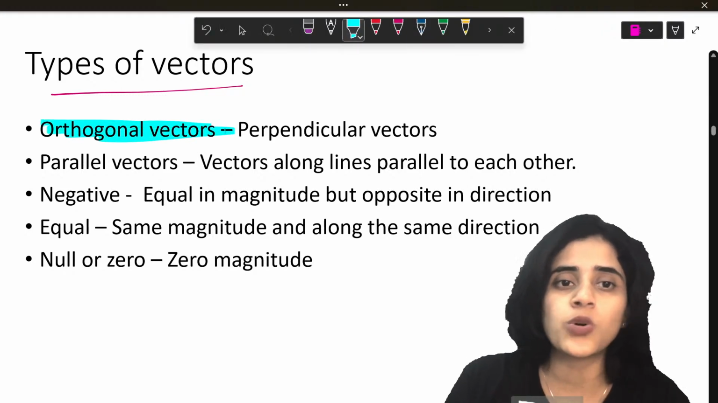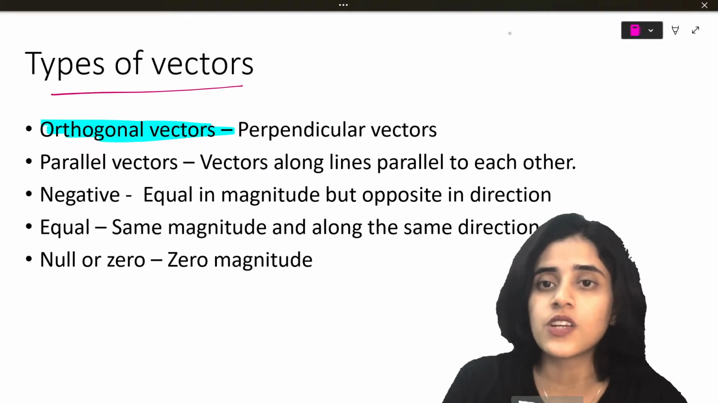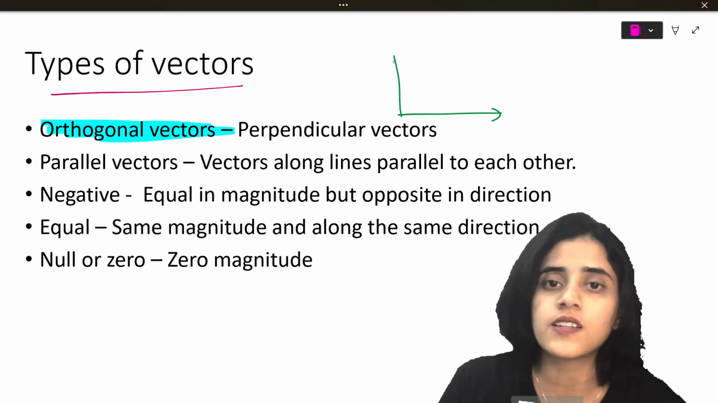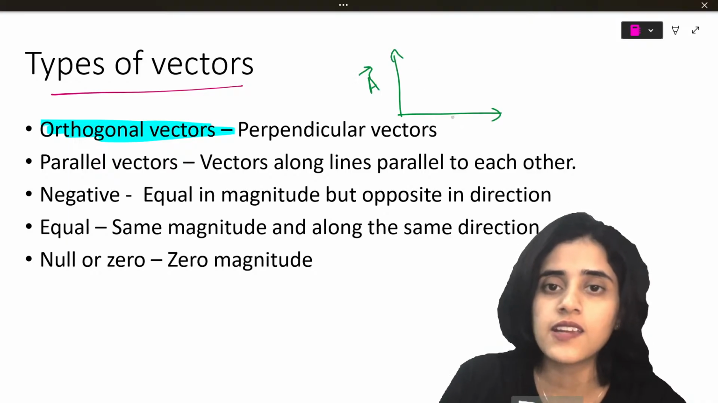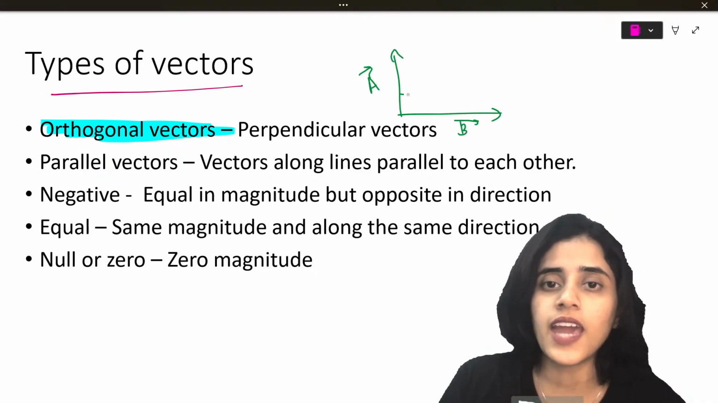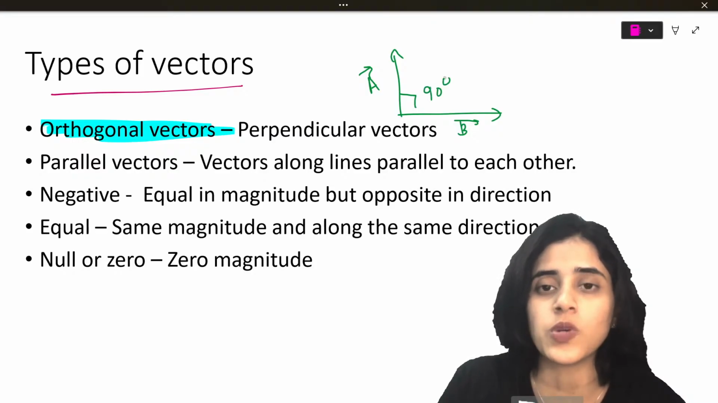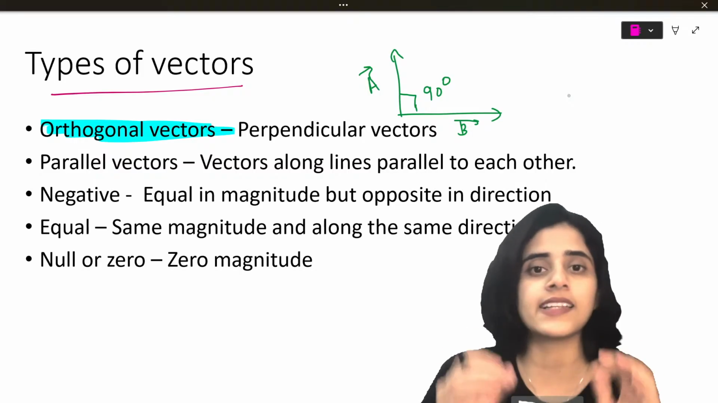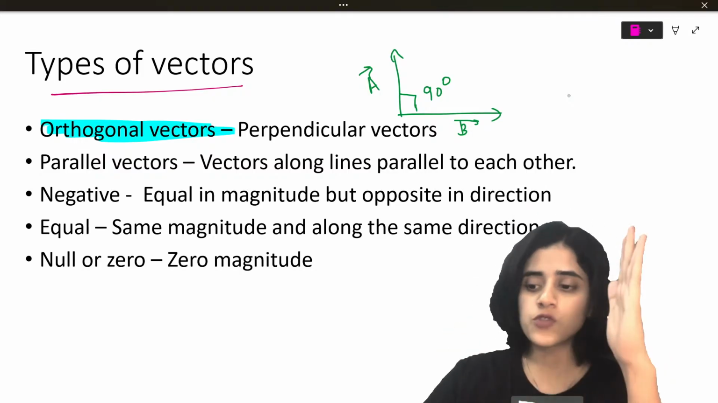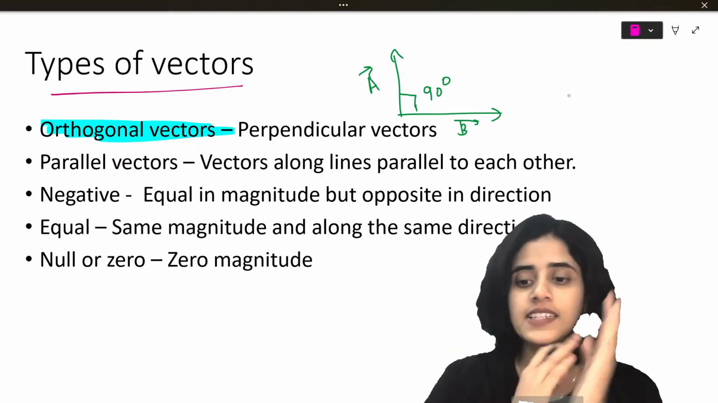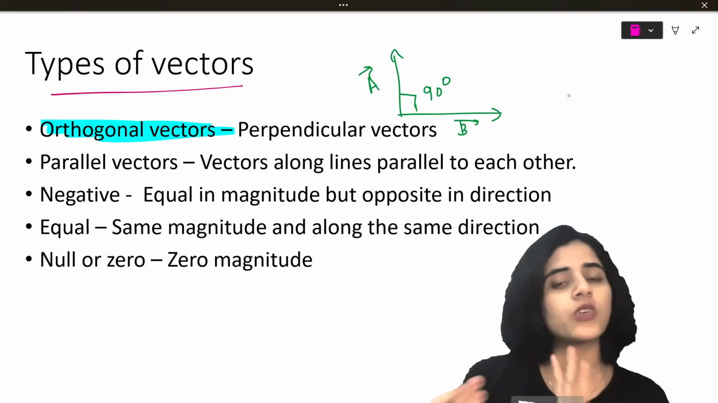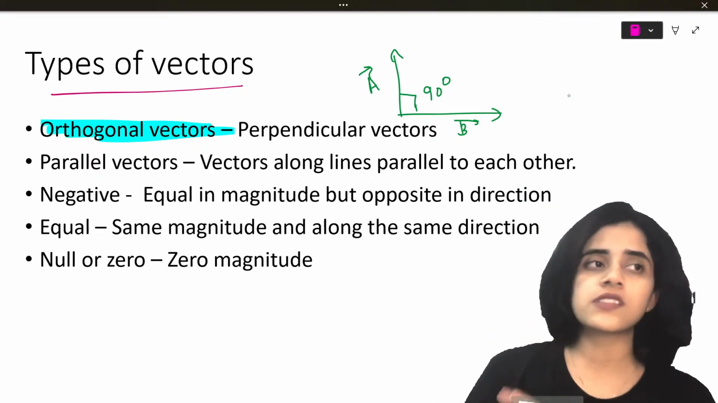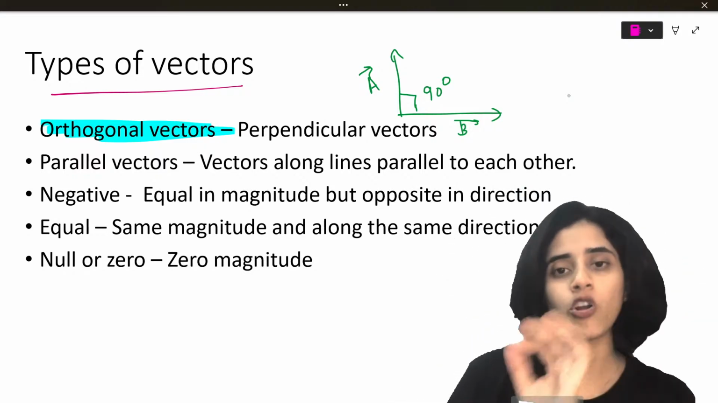So what are orthogonal vectors? Orthogonal vectors are when you have two vectors. Let's say this is A and this is B and they have an angle of 90 degrees between them. Orthogonal vectors are basically perpendicular vectors. So if two vectors have an angle of 90 degrees between them, then they're called orthogonal vectors. In questions for your exam, they will just tell you two vectors A and B are orthogonal.